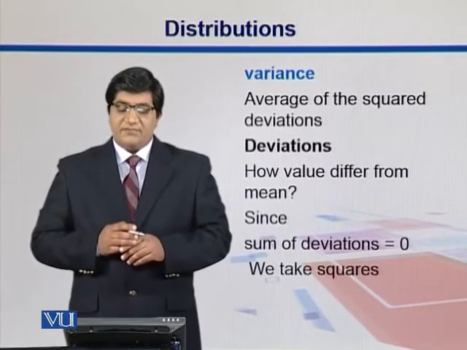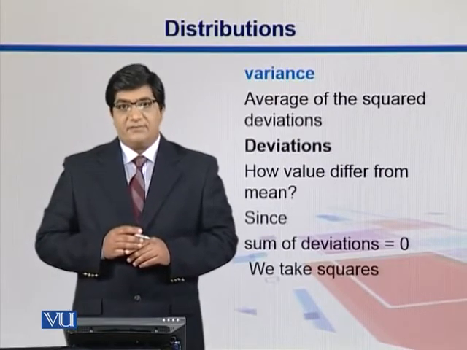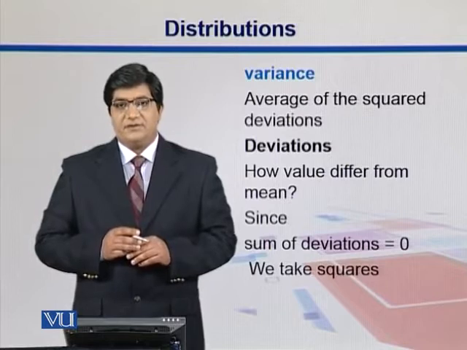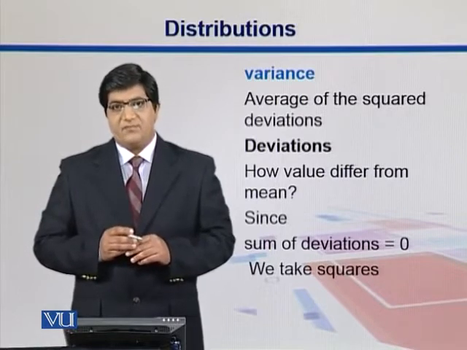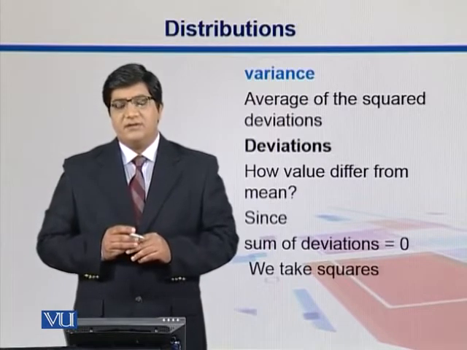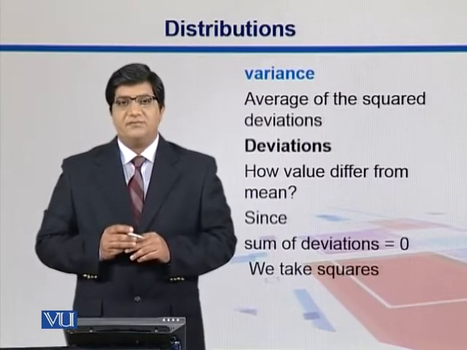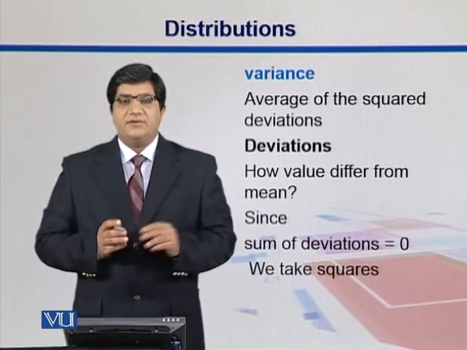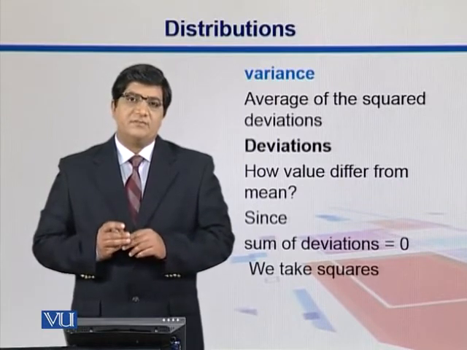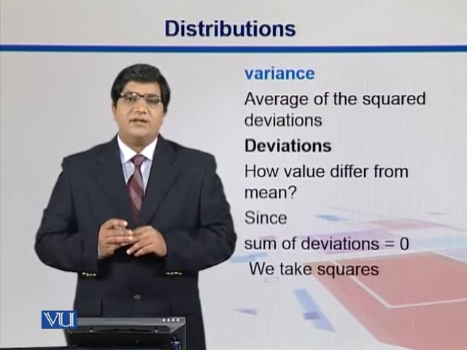A variance is the average of the squared deviations. So we take these deviations and we square them. Why do we square them? Because the deviations are calculated from the mean. Anything which varies from the mean, we take that number and subtract the mean from it. That gives us a deviation.